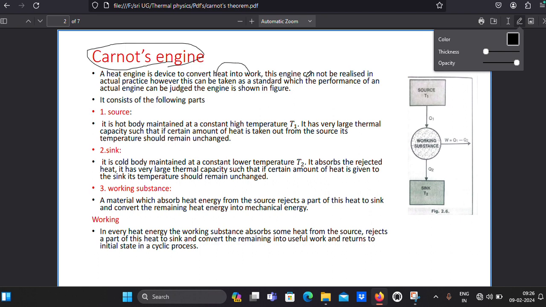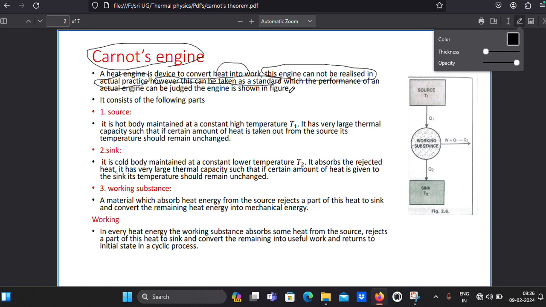This engine cannot be realized in actual practice. That means this engine cannot be prepared, cannot be utilized, cannot be manufactured in real life. Actual practice means real life. However, this can be taken as a standard. It is ideal for all the devices, against which an actual engine can be judged.